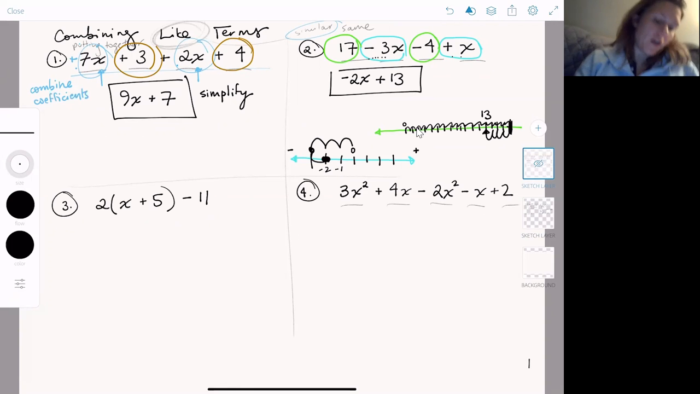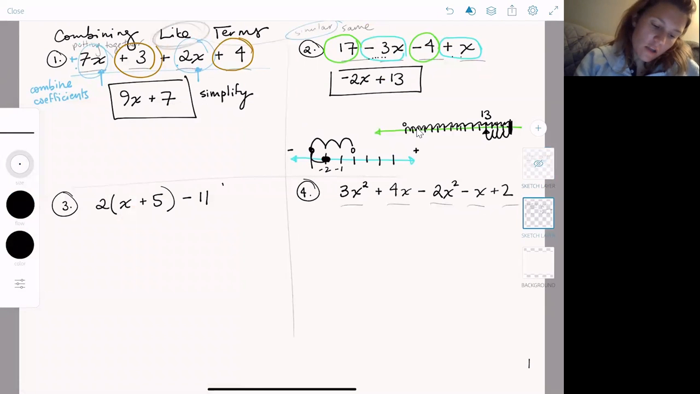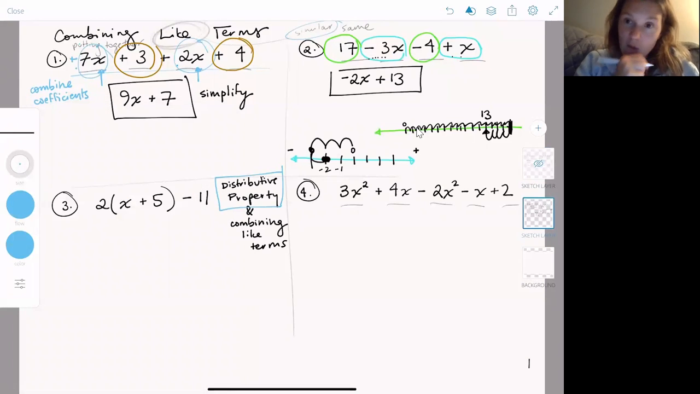Okay, here we go. So now for this next one, we're actually combining the distributive property and combining like terms. So if you don't remember what the distributive property is, you should probably stop this video and go back and watch it, okay?